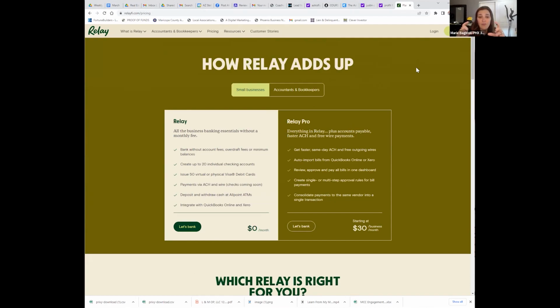You literally have to record a 10-second video that says, hi, my name is Maria Baginski, and I give Relay permission to open this business bank account on my behalf. And then scan your license and upload it, and scan your IRS form with the EIN number and send that in. And that was it. Those were the 3 key documents that were needed.